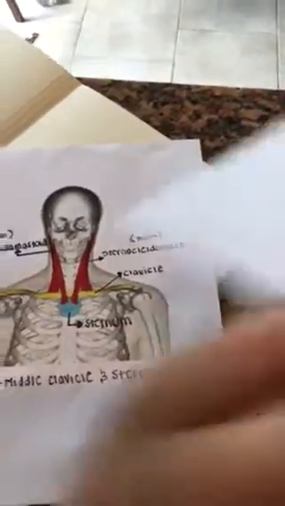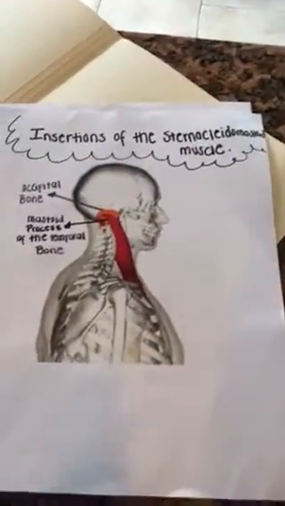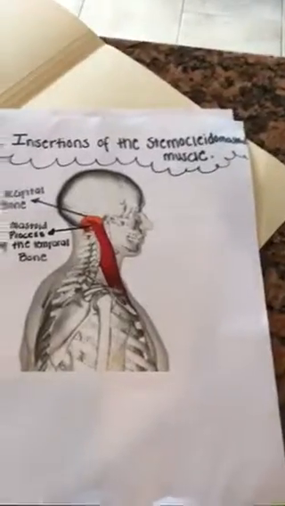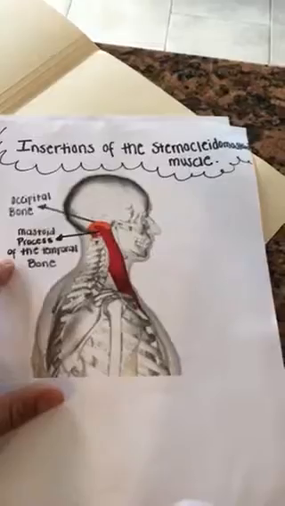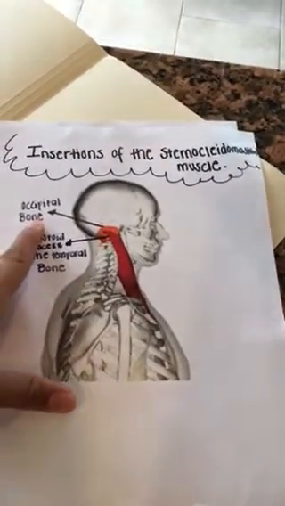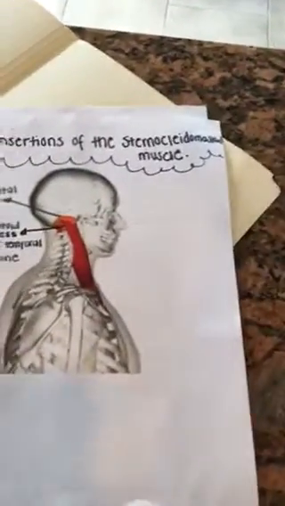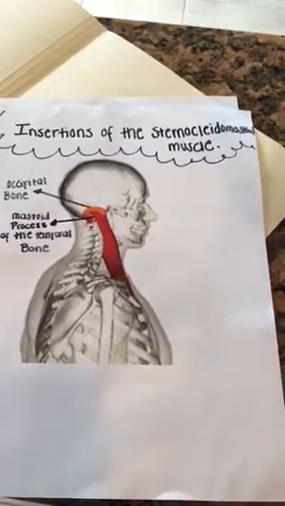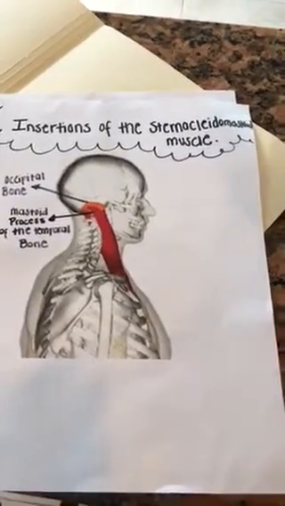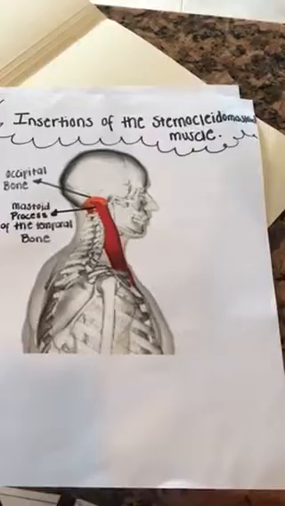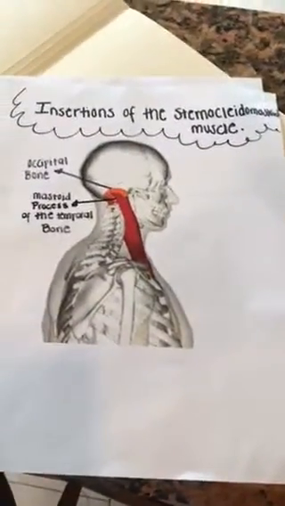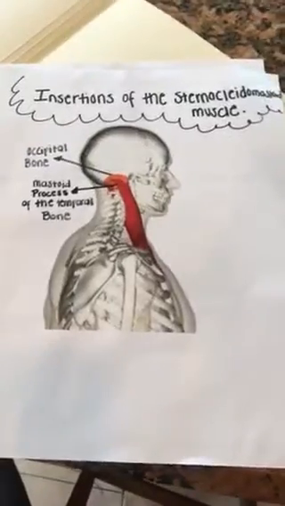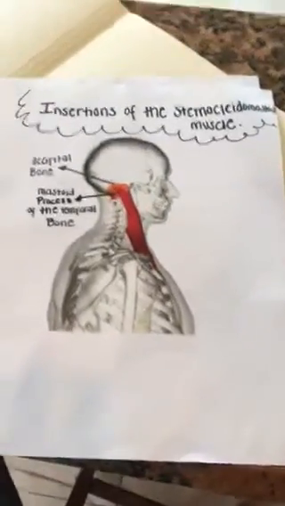In the next picture I'll be showing the insertions of the sternocleidomastoid muscle, which is the mastoid process of the temporal bone behind the ear and the occipital bone. Because I know that the sternocleidomastoid is located in the anterior aspect of the body, I was able to conclude that the actions of the sternocleidomastoid are to flex and rotate the head, which we talked about a little bit in the other video. Sorry for the shaking, I apologize.